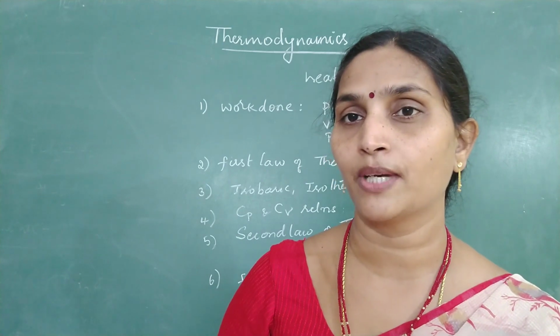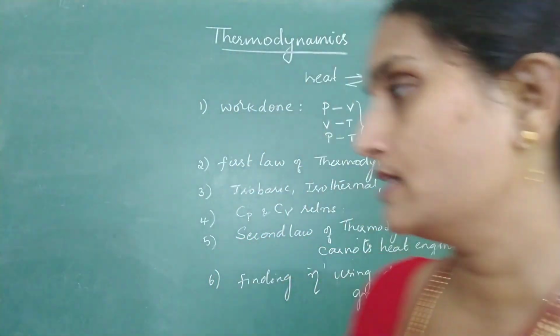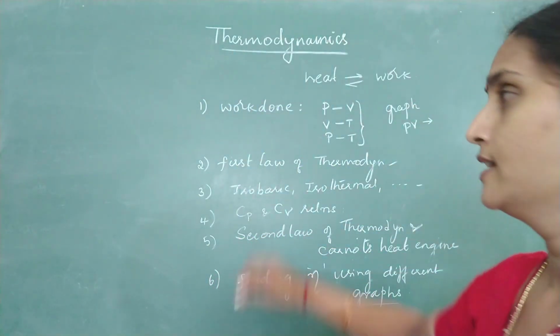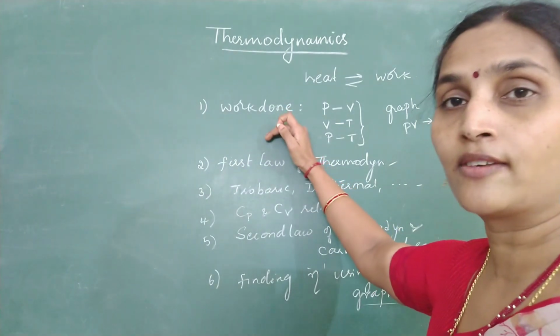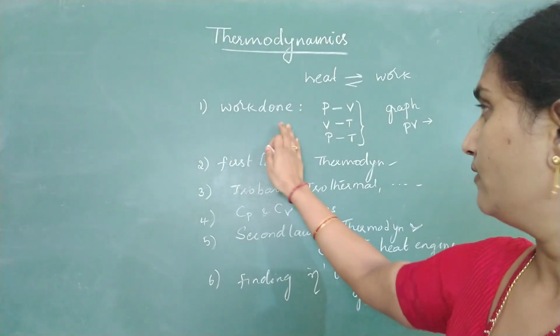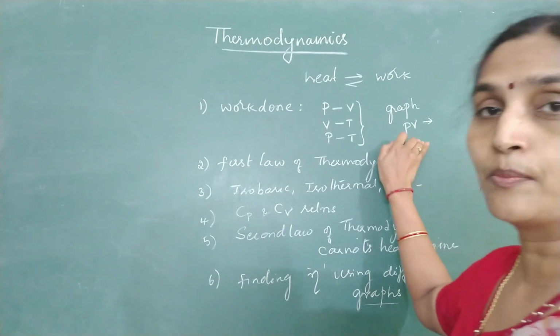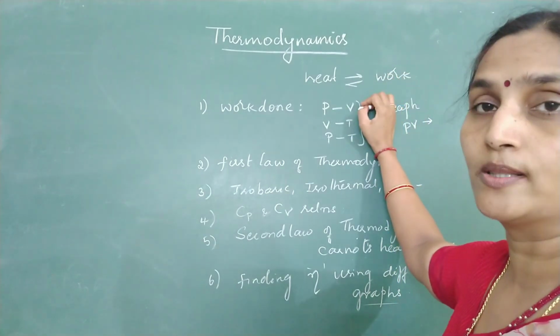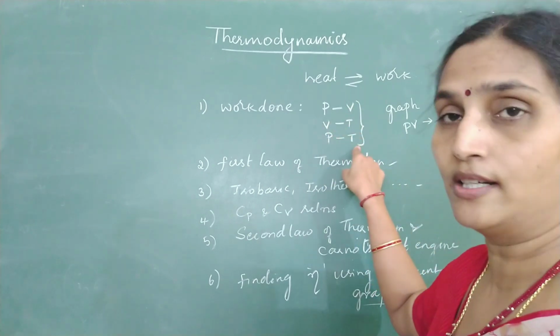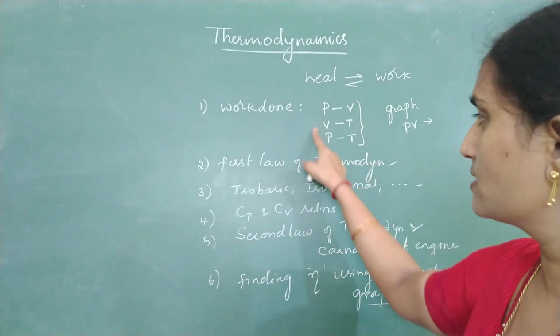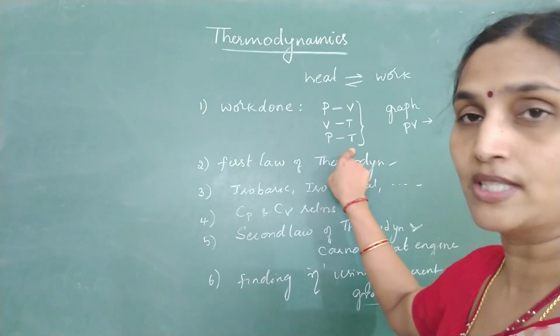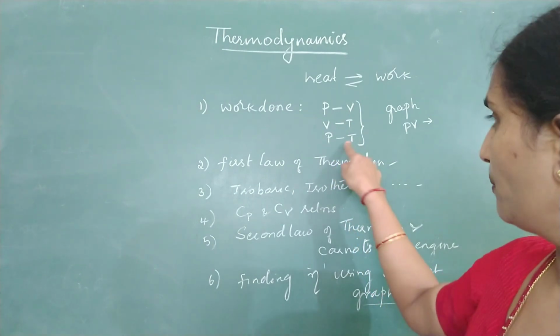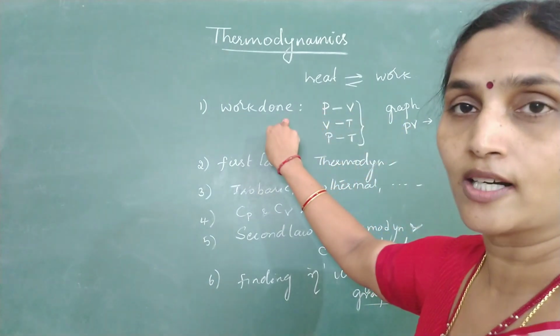So here we can basically divide this chapter into 6 parts. We may get numericals related to work done. For calculating the work done, we can use a PV graph or a relation between pressure and volume, or volume and temperature, or pressure and temperature. They'll give you equations relating these 3 thermodynamic variables, and based on this, you have to calculate the work done.